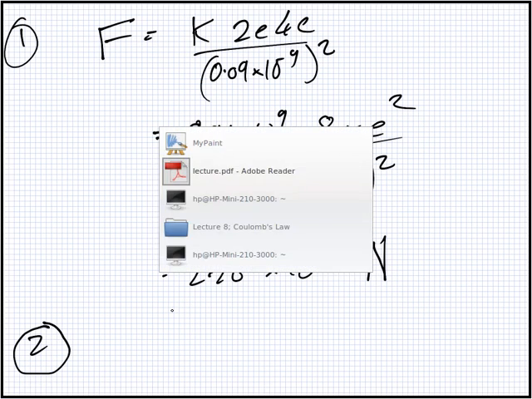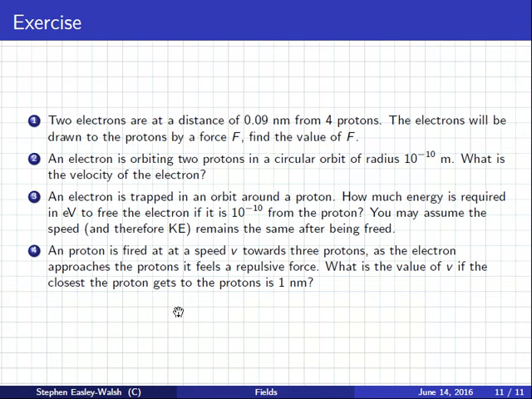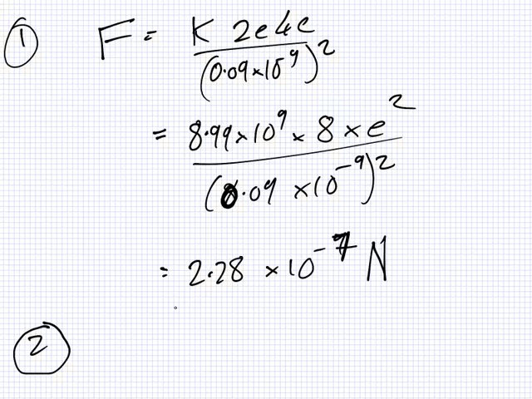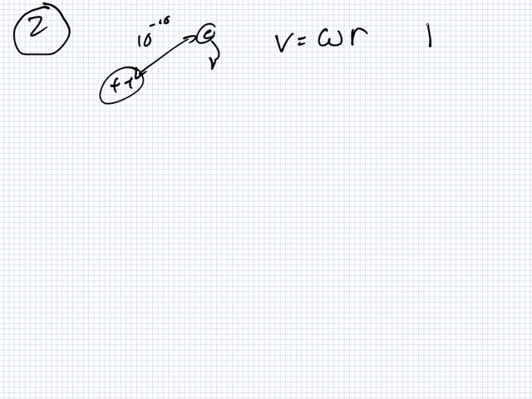Okay. Number 2. An electron is orbiting 2 protons. What is the velocity? Okay, so here we have 2 protons, an electron, and we have a distance here of 10 to the minus 10. What's the velocity? Well, you know, it's a circular motion, so v equals omega r. You also know F equals m omega squared r. So that means v will equal square root of F over m r, because I can get the omega from this. But the F we don't know.